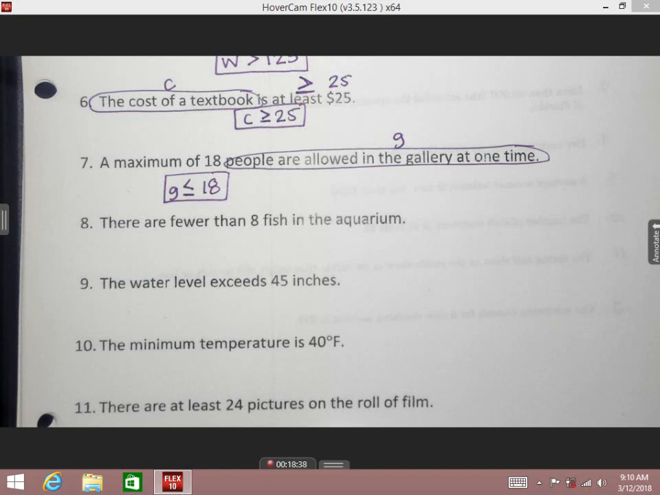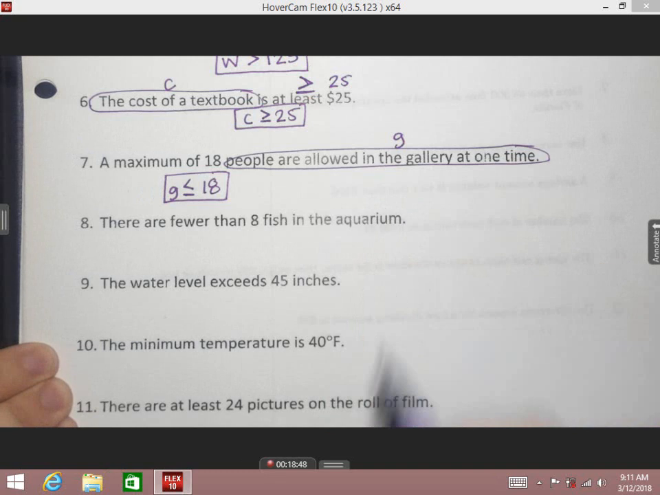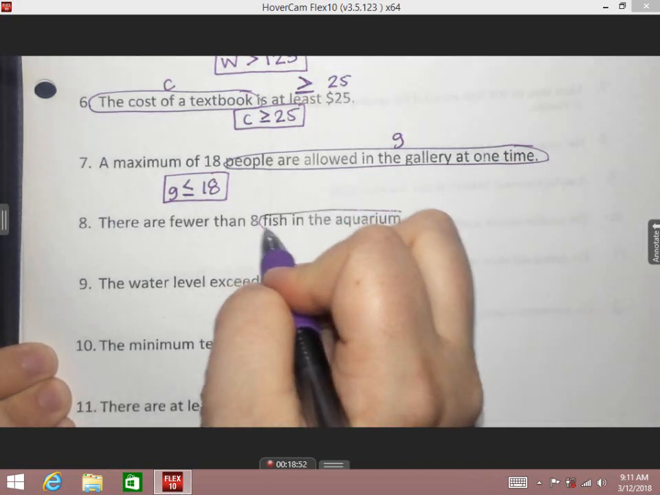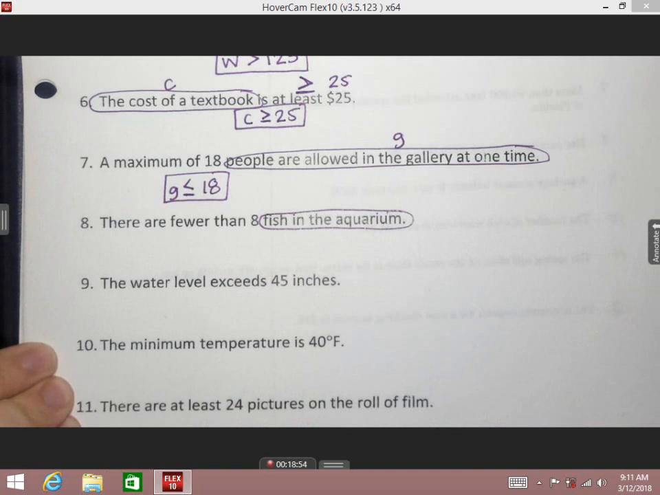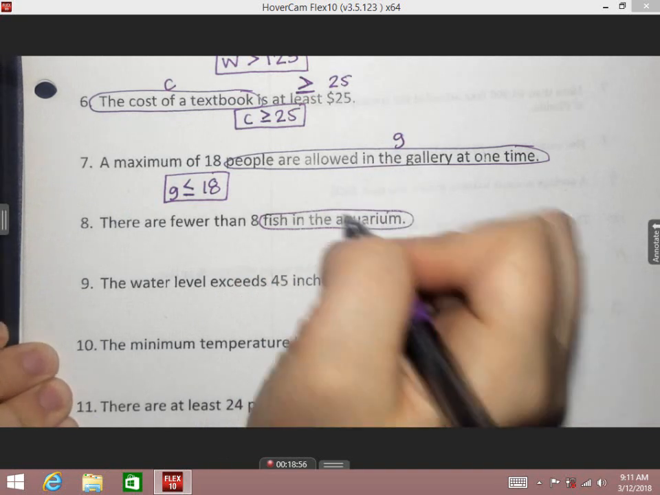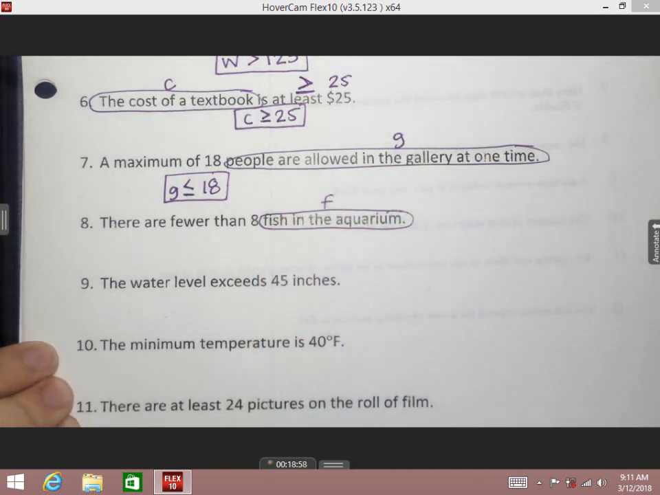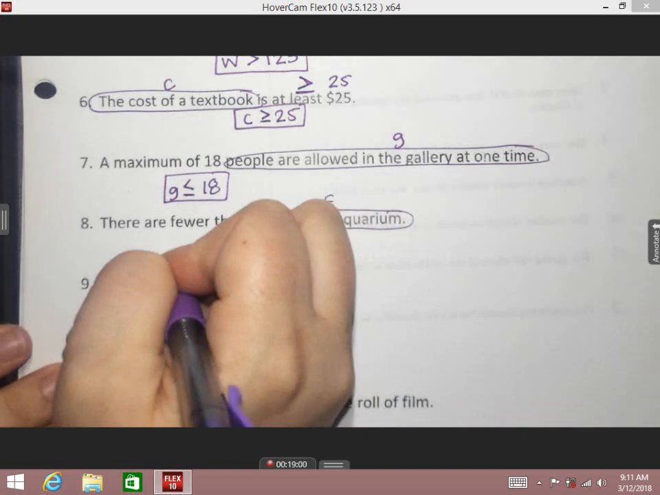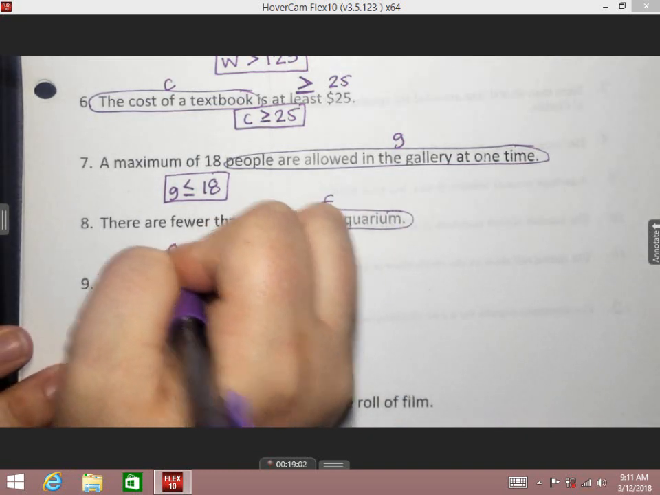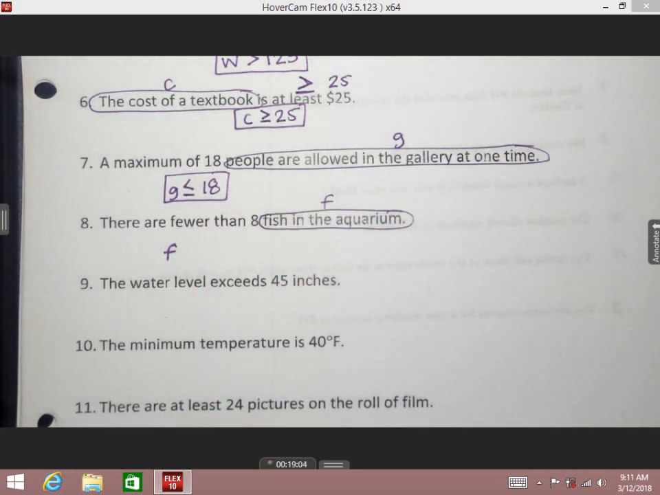All right. Number 8. There are fewer than 8 fish in the aquarium. Topic, Lyric, what are we talking about on number 8? The fish in the aquarium. Again, it's another one that's at the end, but that's okay. What variable would you like to use, Lyric? F, because we're talking about some fish. Okay, and again, you can go ahead, guys. When that letter is at the end, I like to go ahead and write it so I don't forget. That's what we want to start with, because that's what we're talking about.